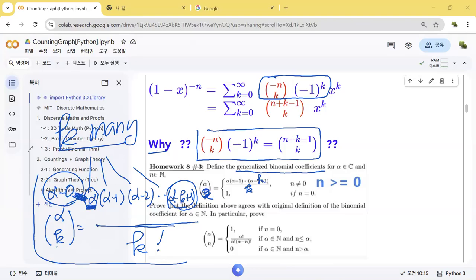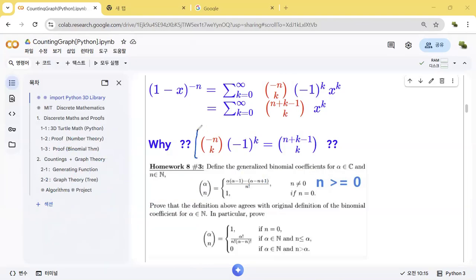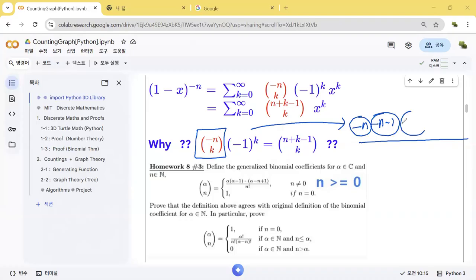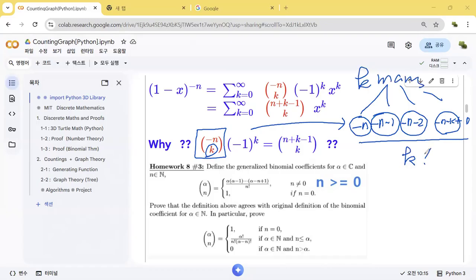So let's find out what this one is. By definition, the numerator is minus n first, the next one is minus n minus one, the next is minus n minus two, and since there are k many products, the last one is minus n minus k plus one. There are k many products, and the denominator is k factorial. Then look at this: the numerator is minus n minus one, minus n minus two, up to minus n minus k plus one, over k factorial. This one can be related.